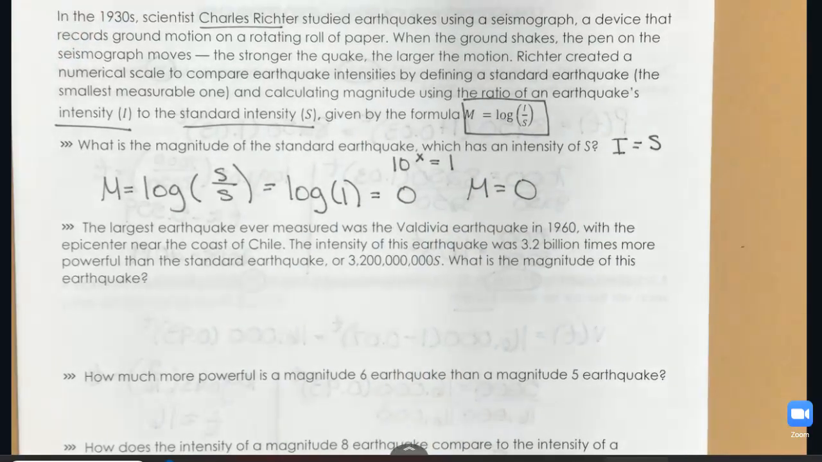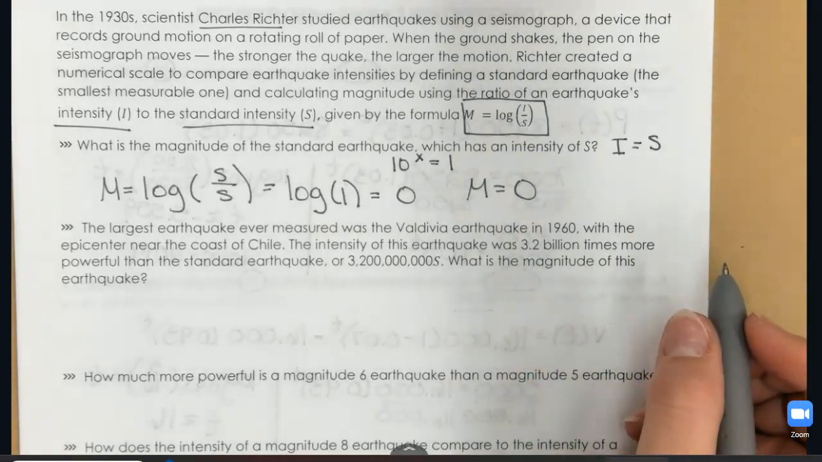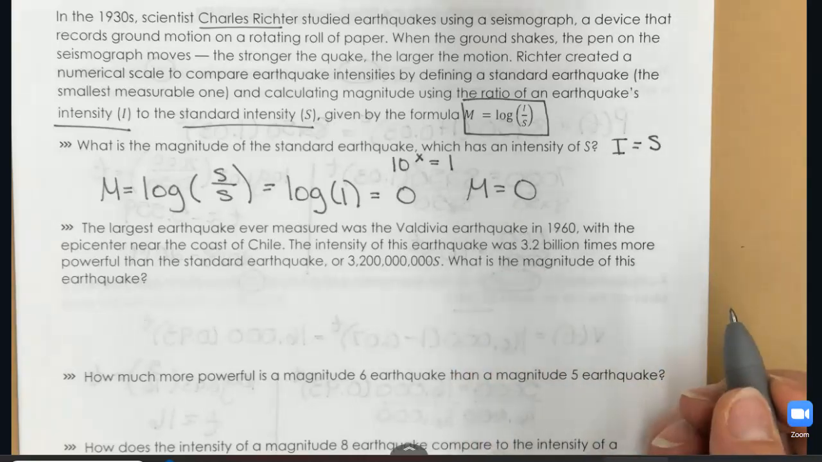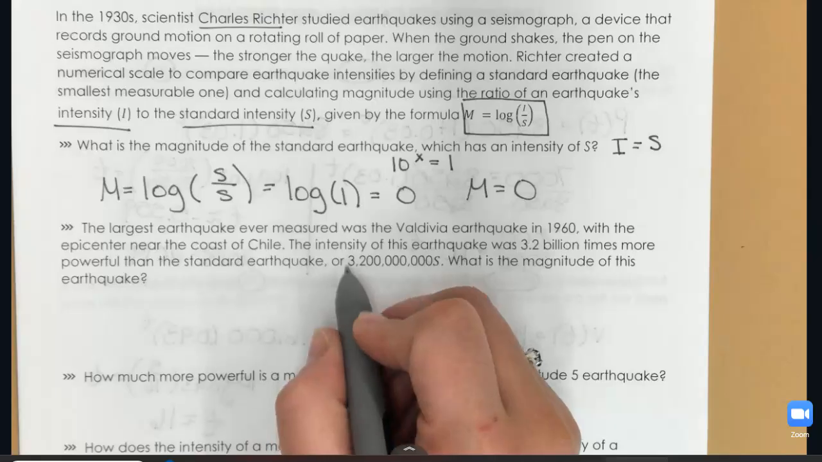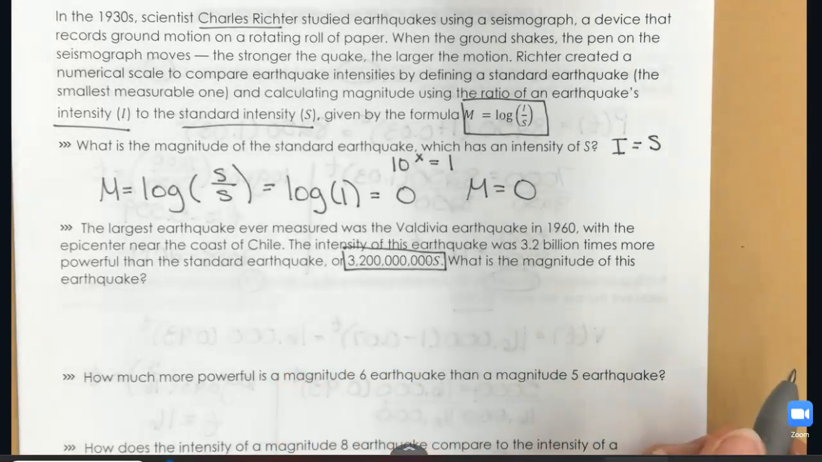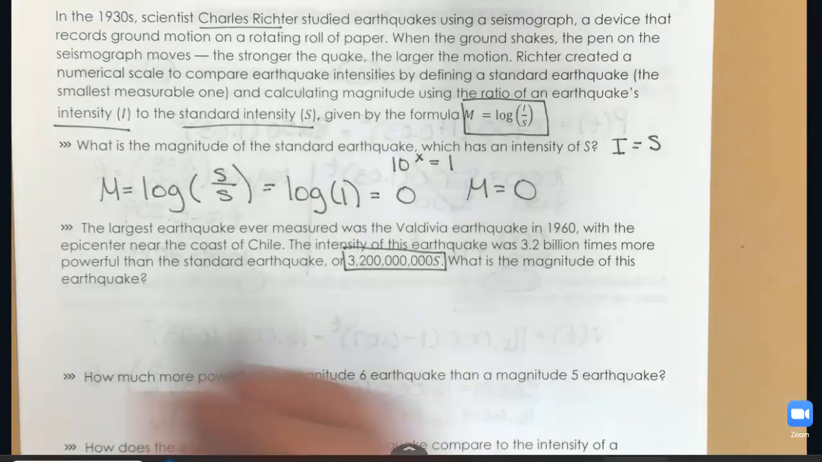All right, now the largest earthquake ever measured was the earthquake that happened in Chile in 1960, and it had intensity 3.2 billion times more powerful than the standard intensity, or 3.2 billion S. So that is 32 with 8 zeros behind it. What is the magnitude of this earthquake?